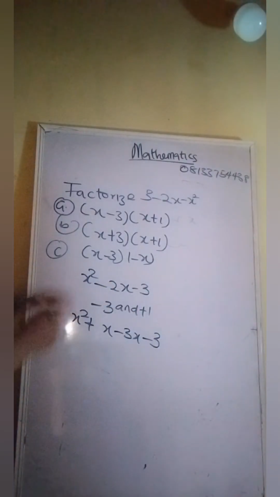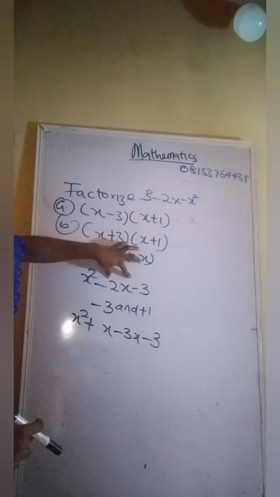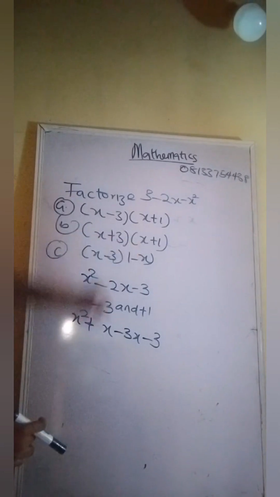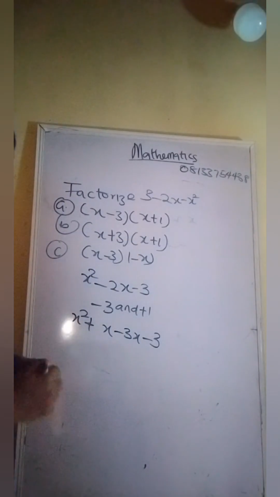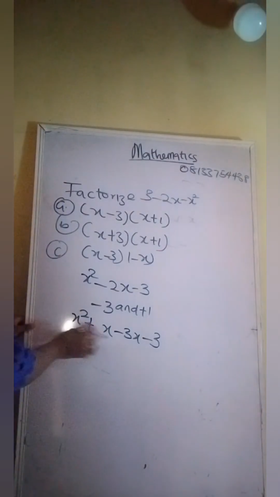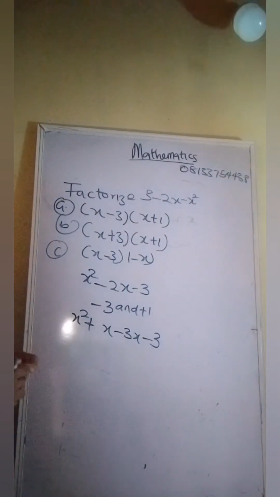Have you seen it now? We've removed the minus 2x, and we've replaced it with plus x and minus 3x. And that is how to factorize. From there now we can continue. So now what is common to both sides? x is common.